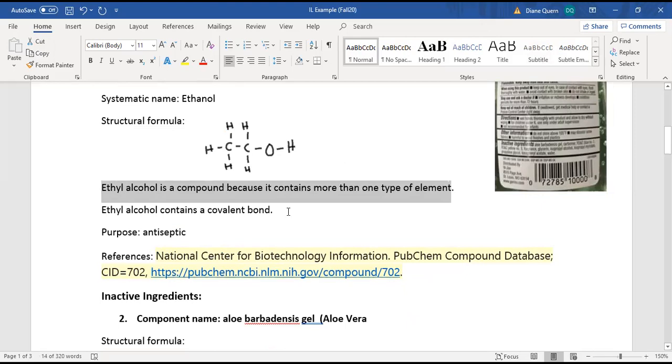Next, are they ionic bonds, covalent bonds, or are both present? Because sometimes you will see both. Well, in this case, carbon, hydrogen, and oxygen, they're all nonmetals. So that is how they came to the conclusion that it's covalent.